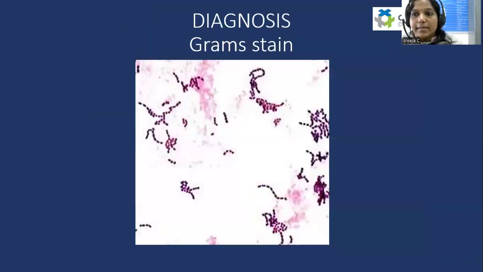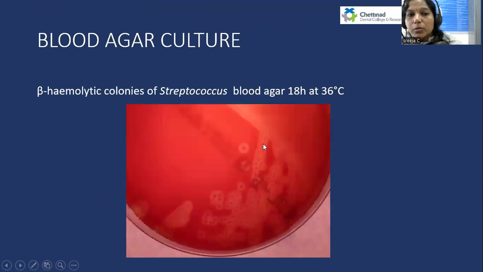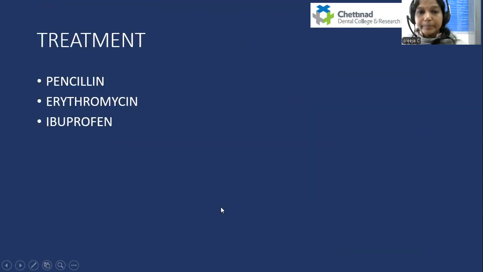How do you diagnose this disease? You have to take a swab and do a gram staining. Under the microscope, you will be able to appreciate these cocci in chains. These are gram-positive cocci in chains. And also you can go for culturing the swab. When you go for culture, you incubate at 36 degrees Celsius for 18 hours, and we will be able to appreciate beta hemolytic colonies. Beta hemolytic colonies means you have the colonies surrounded by clear zones.